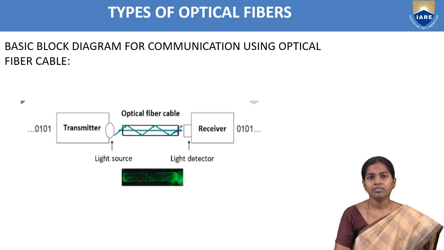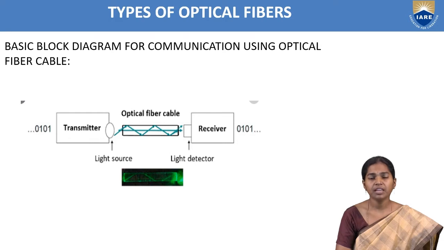In this optical fiber, how can we transmit the signal and communicate, transmitting information from one place to another? What are the basic blocks involved here? The transmitter and receiver. Between the transmitter and receiver, we use optical fiber. Through optical fiber, we can transmit the information in the form of light. In the transmitter, we transmit the information, 0101.